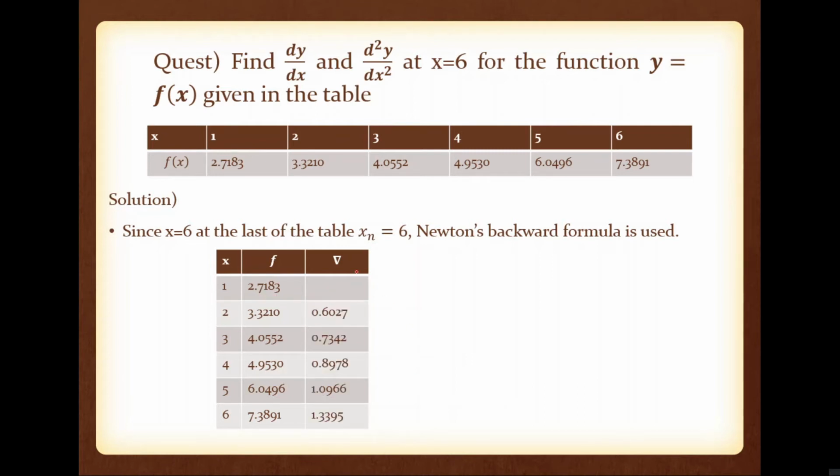Now by using this first order difference column, we have to find the second order difference column. That is 0.2429, then 0.1988, 0.1636, 0.1315. So this is the delta square column.